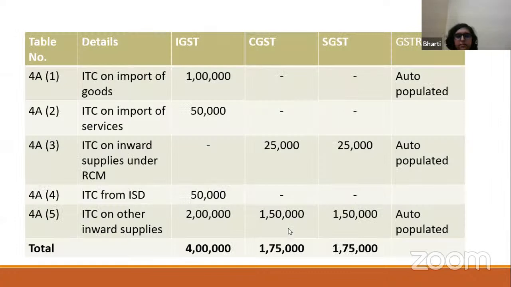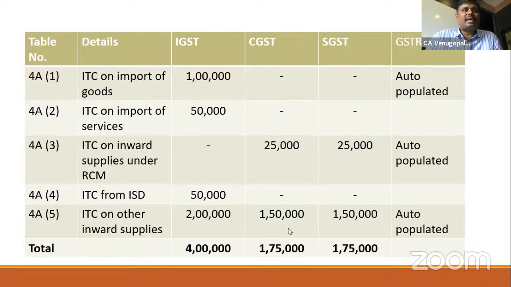Let's say hypothetically, please note the total credits that have been auto-populated are 4 lakh: 1 lakh 75, 1 lakh 75, and import of services on which you have paid under reverse charge, which you have reported. Wherever auto-populated, I have written it. Let's say this is the credit that is coming in table 4. Now the question that comes is, is this the total credit that you want to avail, or is there any credit that you will reverse?